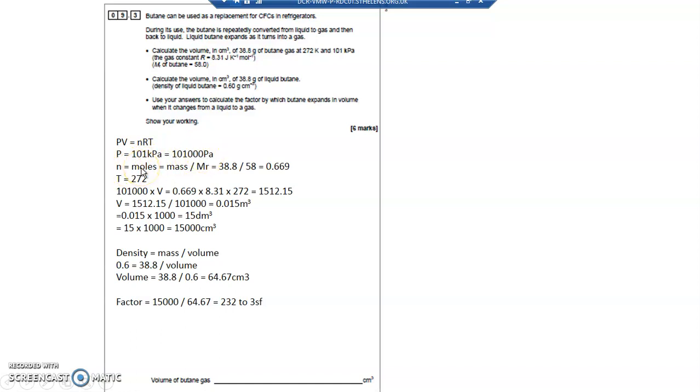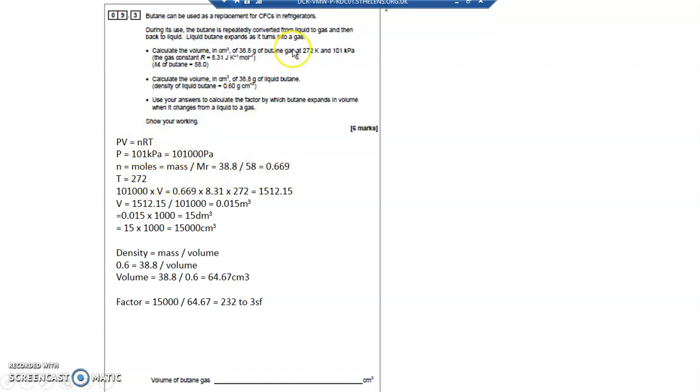N is number of moles. Here, can I do anything with that? Yes, I've got a mass here. So I've got a mass and I've got butane. I can work out the MR of butane, 4 carbons and 10 hydrogens. I can work out the MR is 58. So I can work out the number of moles. I can work out n of butane from a mass and MR, and it is 0.669.